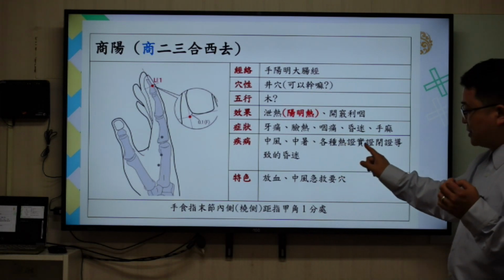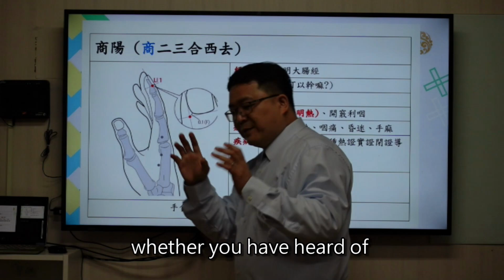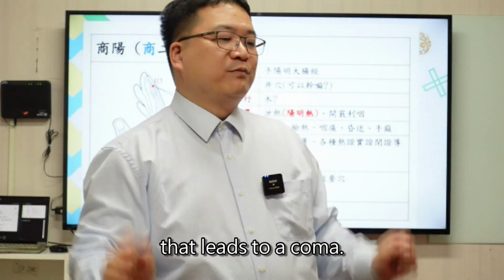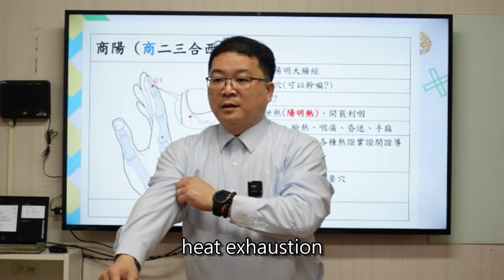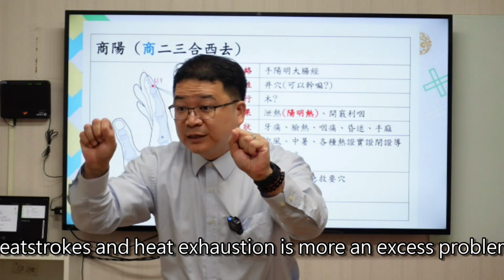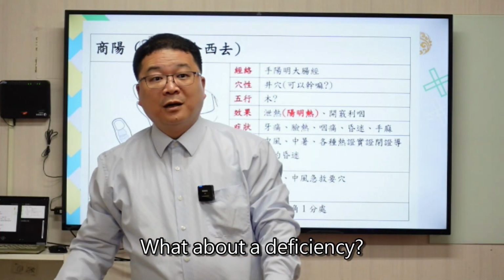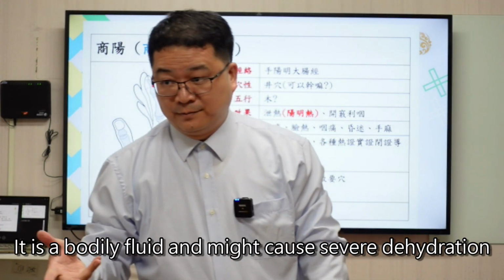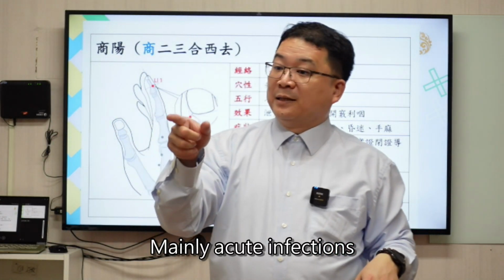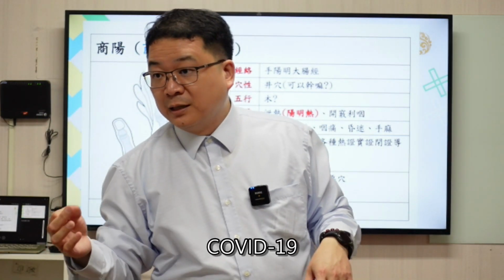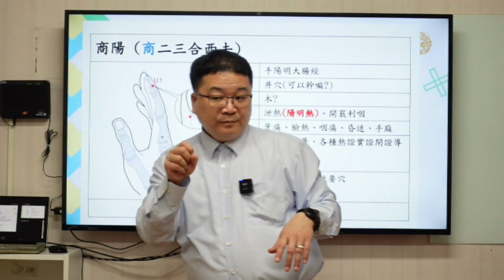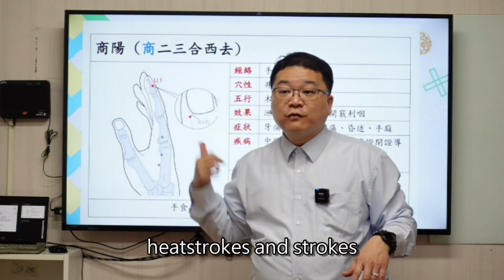Professional Chinese medicine is about whether you have heard of the kinds of acute situations you have encountered that lead to a coma, heat exhaustion. We just talked about it, but it's more a deficiency problem. Heat strokes and heat exhaustion is more an excess problem. What about a deficiency? So in addition to this, you also need to add it is a bodily fluid and might cause severe dehydration, mainly acute infections. For example, enterovirus-19. Those kinds of fever cause coma, heat strokes and strokes.